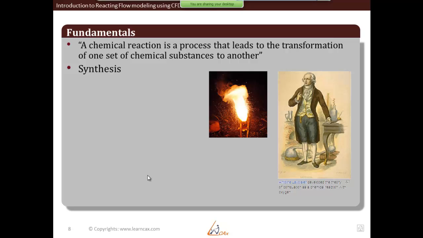There are various types of reactions, depending on the mechanisms on which the reactions operate. Some of the basic types are listed here. First is synthesis, which is defined as a reaction in which two substances combine and form a single substance, where A combines with B and forms a substance AB. Decomposition, where A and B, which were together first, separate into two distinct substances.